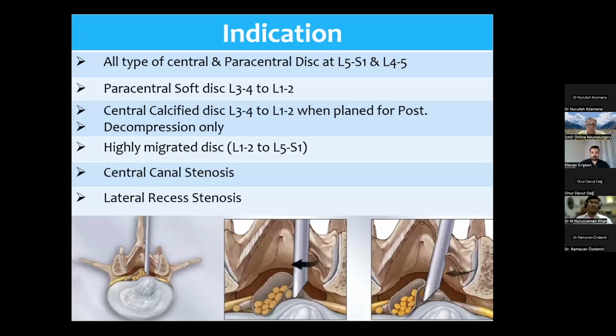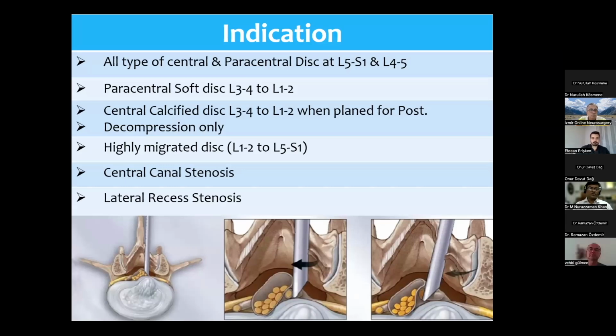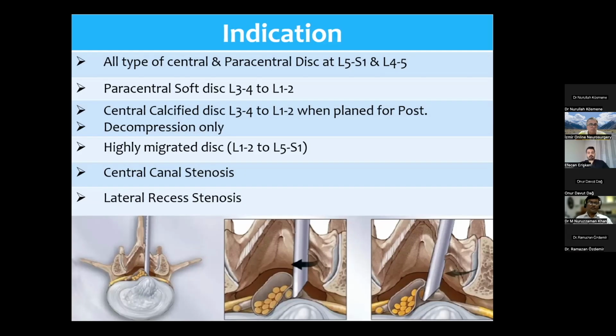Indication of interlaminar endoscopic discectomy. All types of central and paracentral discs at L5-S1 and L4-5 are easily dealt with this system. Paracentral discs from L3-4 to L1-2 can easily be dealt with this system. Central calcified discs L3-4 to L1-2, when planned for posterior decompression only, can be done with this system. Highly migrated disc can easily be dealt with this system, as well as central canal stenosis and lateral recess stenosis.